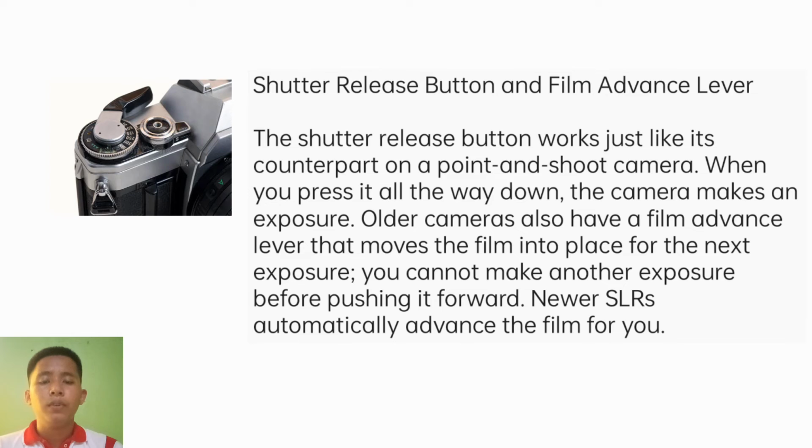Shutter release button and film advance lever. The shutter release button works just like its counterpart on a point and shoot camera. When you press it all the way down, the camera makes an exposure. Older cameras also have a film advance lever that moves the film into place for the next exposure. You cannot make another exposure before pushing it forward. Newer SLRs automatically advance the film for you.